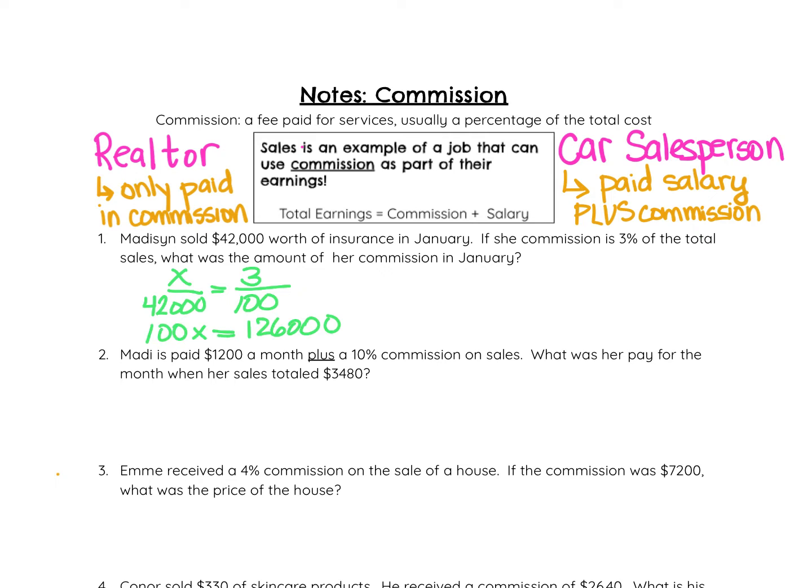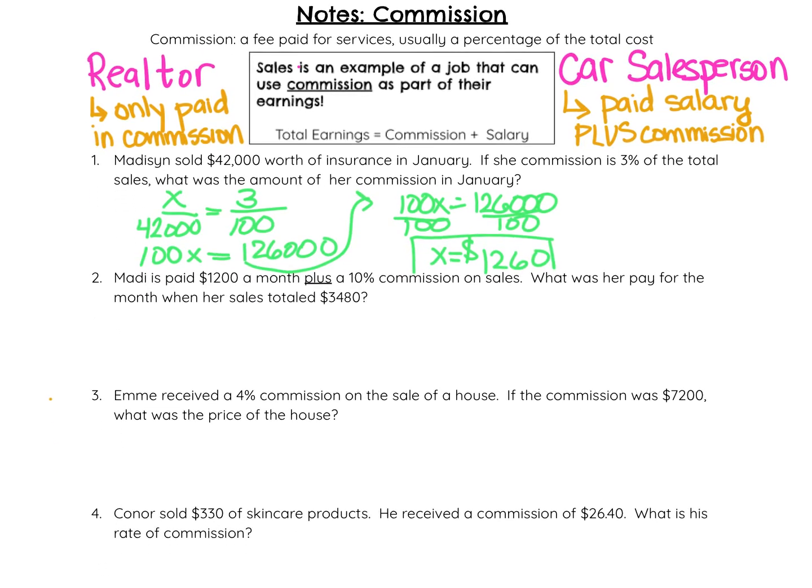When I cross multiply, I get 100x is equal to 126,000. When I divide by 100 on both sides of this equation, I'm going to get 1,260. So that is the commission that Madison earns.